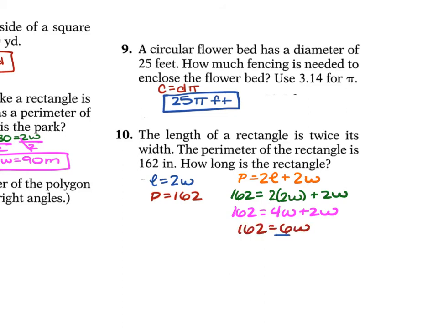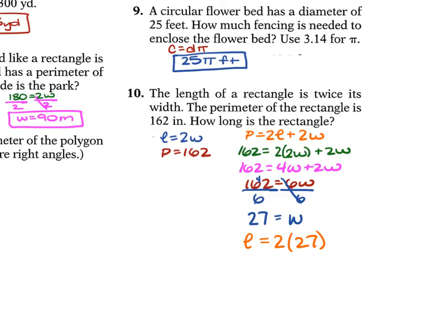We divide each side by the 6. 6 goes into 16 twice with 12, so it's 4 left over. 6 goes into 42 7 times. So our width is 27. Our length is 2 times that, which gives us 54 inches.